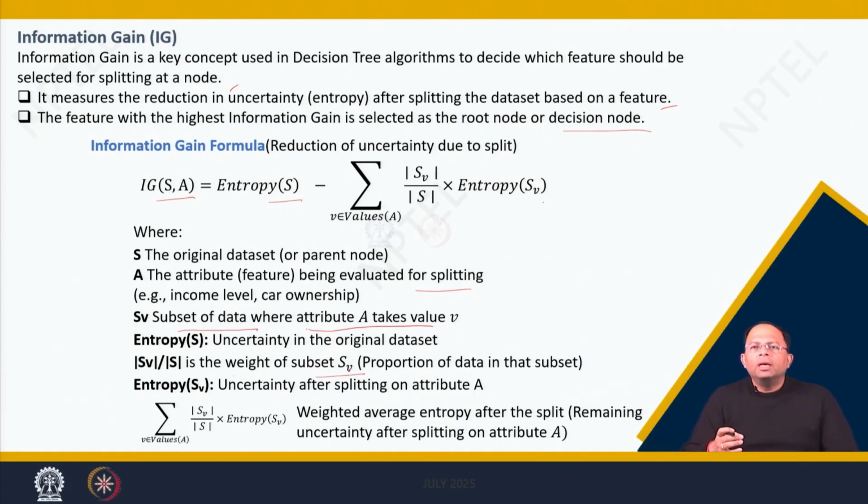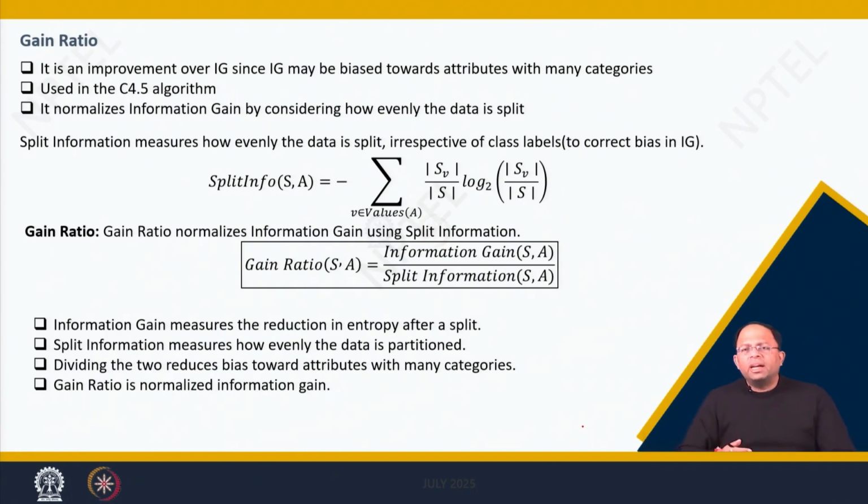SV means how many of those values are there, that proportion of the entire data that is in that particular subset. So entropy of SV is the uncertainty after splitting on attribute A for that particular group of data. So this actually means the weighted average entropy after the split, the remaining uncertainty after splitting on attribute A. This will be even clearer when we show you an example.